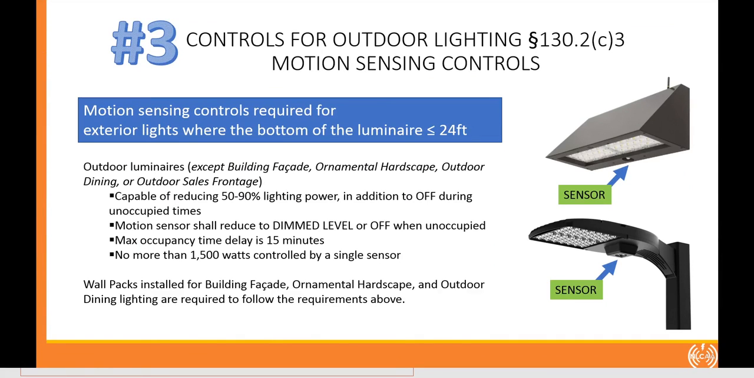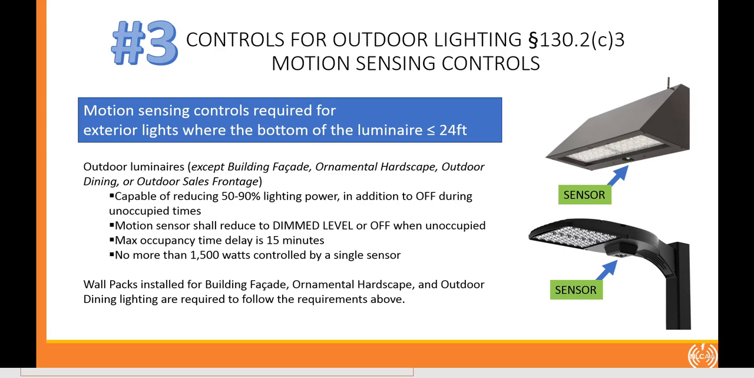Requirement number 3, motion sensing controls. Okay, so this requirement can be a pain point for a lot of designers, contractors, and engineers, and it applies to exterior luminaires where the bottom of the luminaire is mounted at 24 feet and under. Okay, it only applies to exterior hardscape. There are some exceptions here. So your exceptions would be lights that are being utilized as building facade, ornamental hardscape, outdoor dining, or outdoor sales frontage.